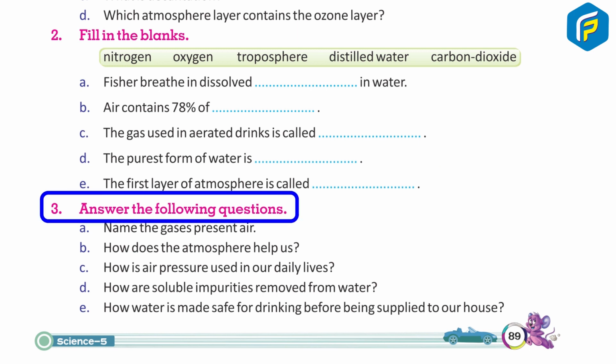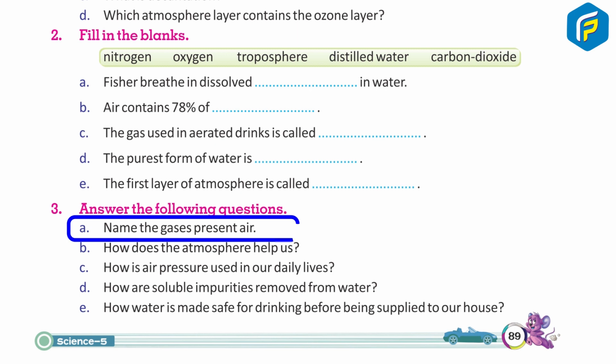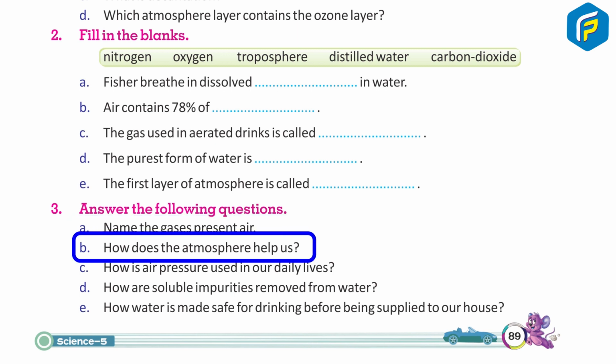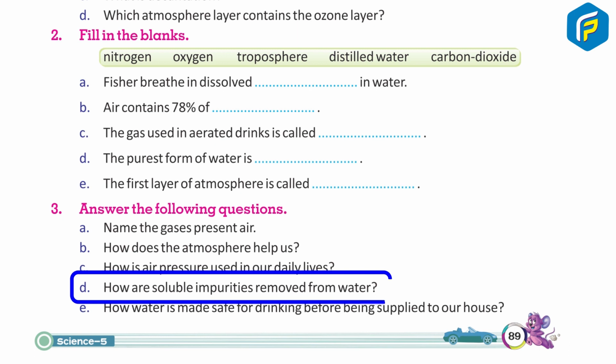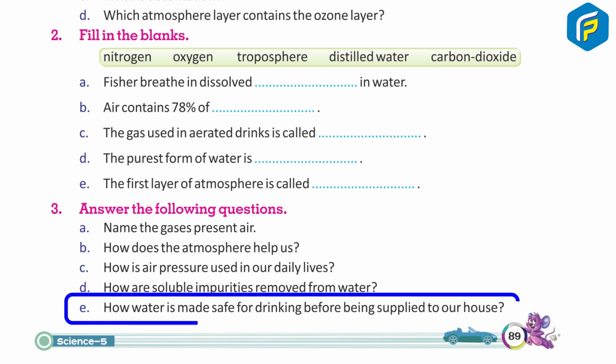3. Answer the following questions. A. Name the gases present in air. B. How does the atmosphere help us? C. How is air pressure used in our daily lives? D. How are soluble impurities removed from water? E. How is water made safe for drinking before being supplied to our house?